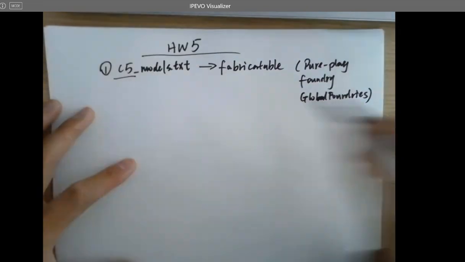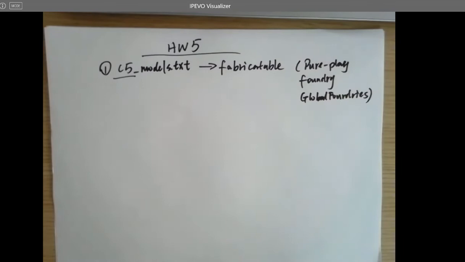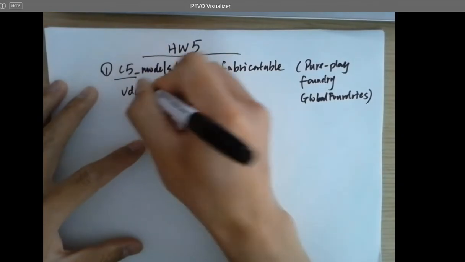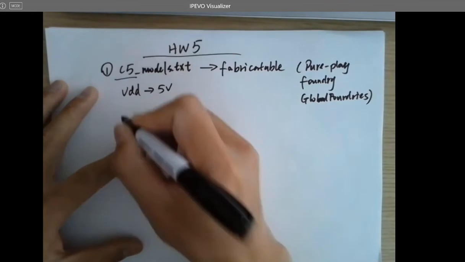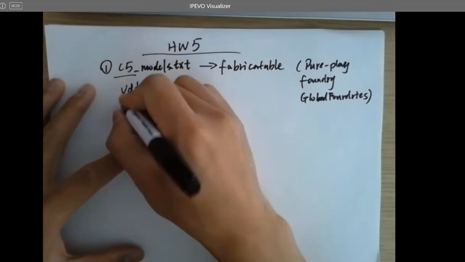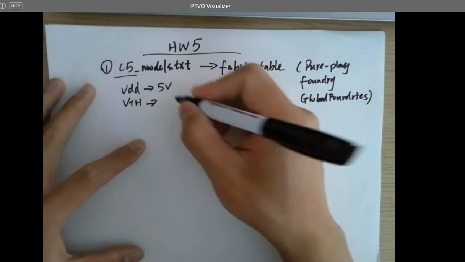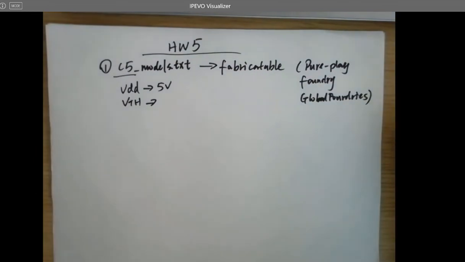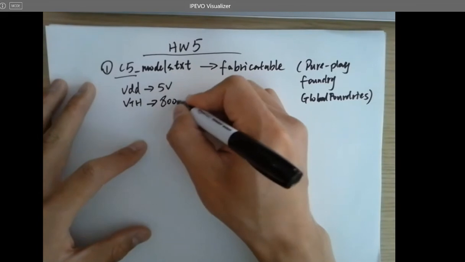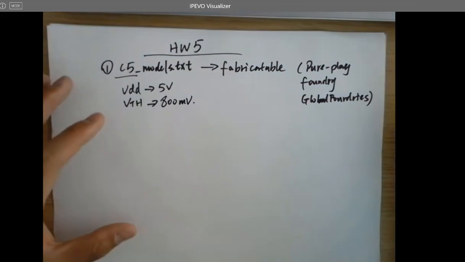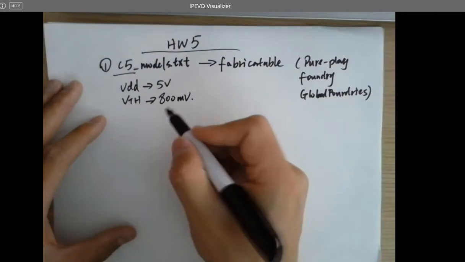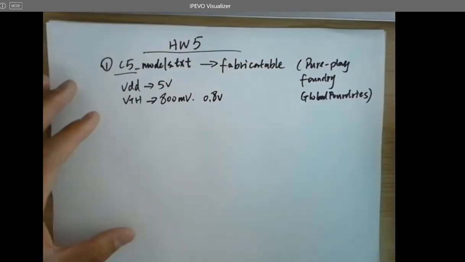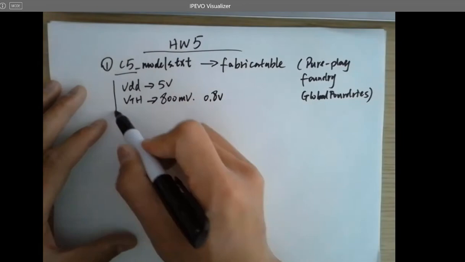And what's the threshold voltage for C5? And what's the VDD we have been using for C5? We used to use 5 volts for VDD, the power supply, and the VTH, you can find it in the model file, but I think it's somewhere around 800 millivolts. The PMOS can be a little bit higher, but they're similar. So this is a 0.8 volt threshold voltage level for C5.